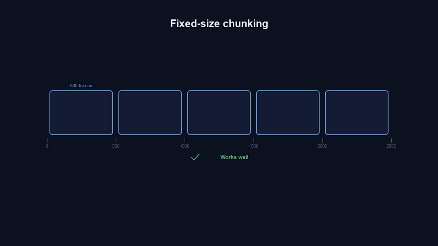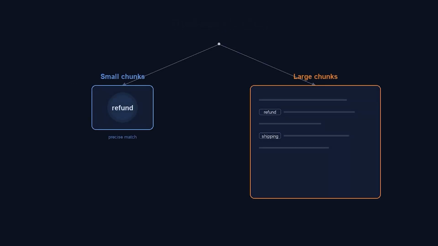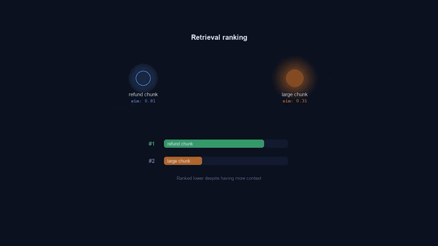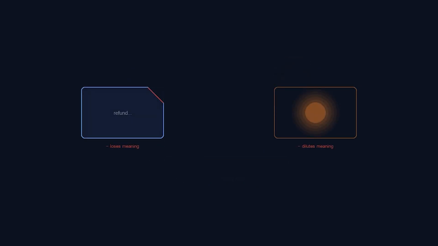And it does work surprisingly well for many systems. But fixed size chunking immediately creates a trade-off. Small chunks are precise, but large chunks preserve context. A large chunk may contain all the necessary context, but it may also contain many unrelated details or be too long. The embedding becomes a blur of multiple topics. So the retrieval system might rank it lower than a shorter, cleaner chunk that only mentions refund. Small chunks can lose meaning and large chunks can dilute meaning.